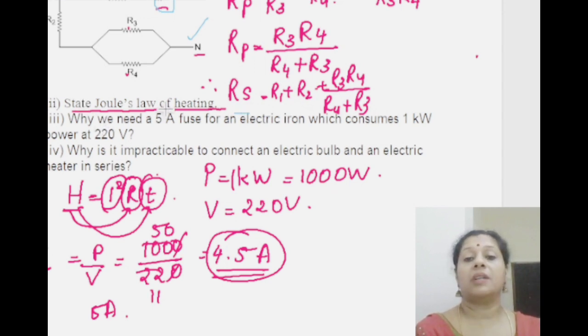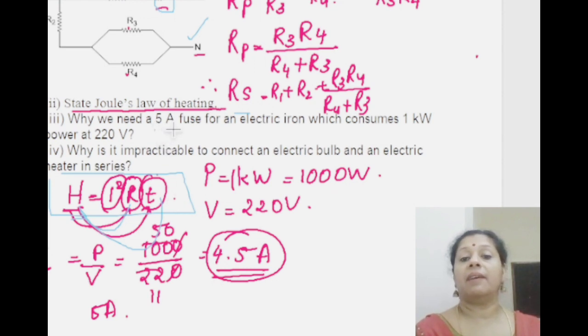Now next is, state Joule's law of heating. What is Joule's law of heating? H is equal to I square R T. That is, heat produced is directly proportional to the square of the current. Heat produced is directly proportional to the resistance, and it is also directly proportional to time. That is Joule's law of heating.